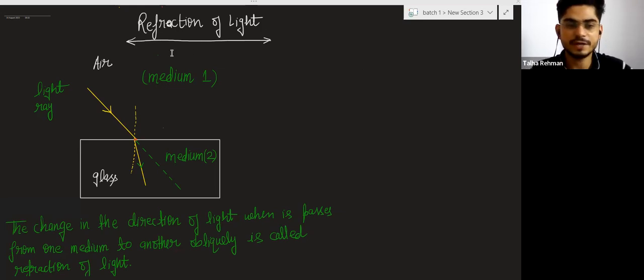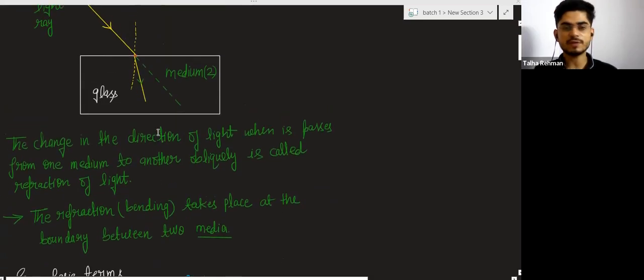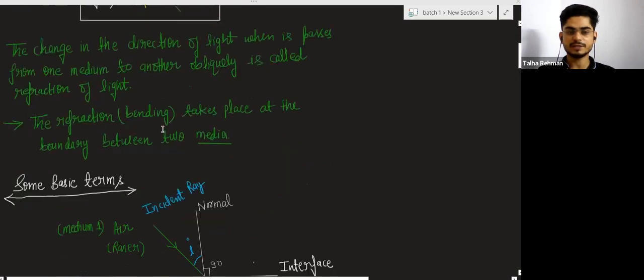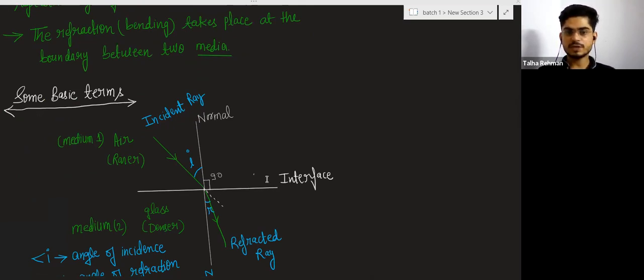So we were discussing the refraction of light. Refraction of light is when a light ray travels from one medium to another medium, there is a bending of light, and that bending of light is known as the refraction of light. Okay, there are some terms I have told you. What is incident ray? What is refracted ray? What is interface? Okay, what is normal?